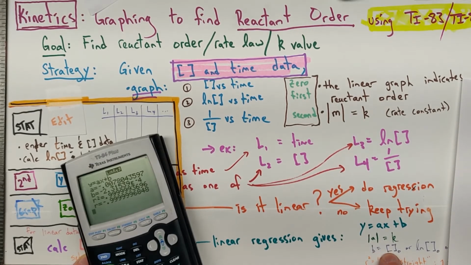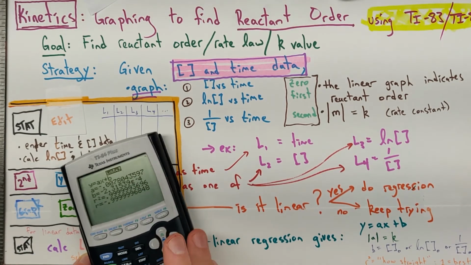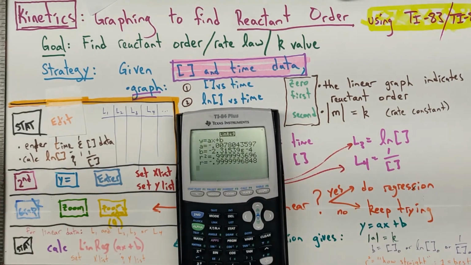And then for our B value, it's going to be the natural log of the initial concentration, and that is right there. So we'd be done. We'd plug that data in and then start using it. That's how we get that data.